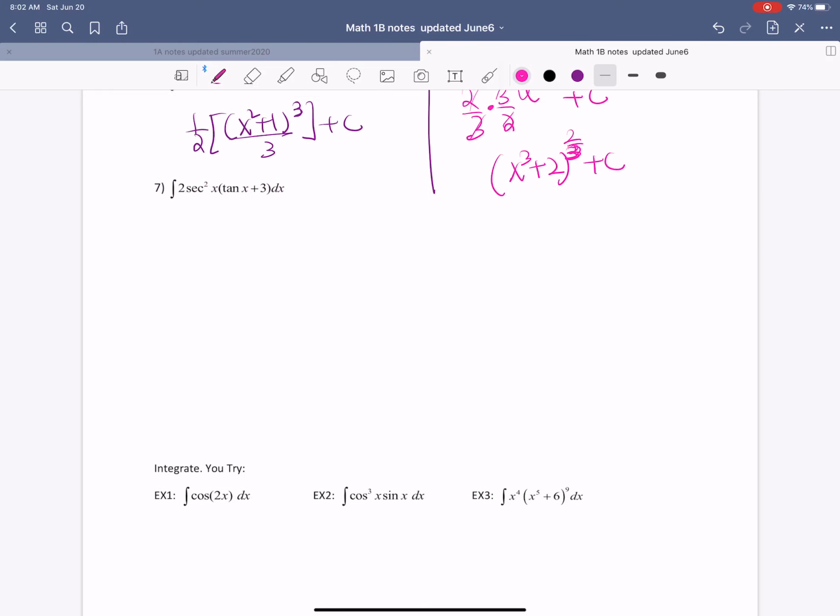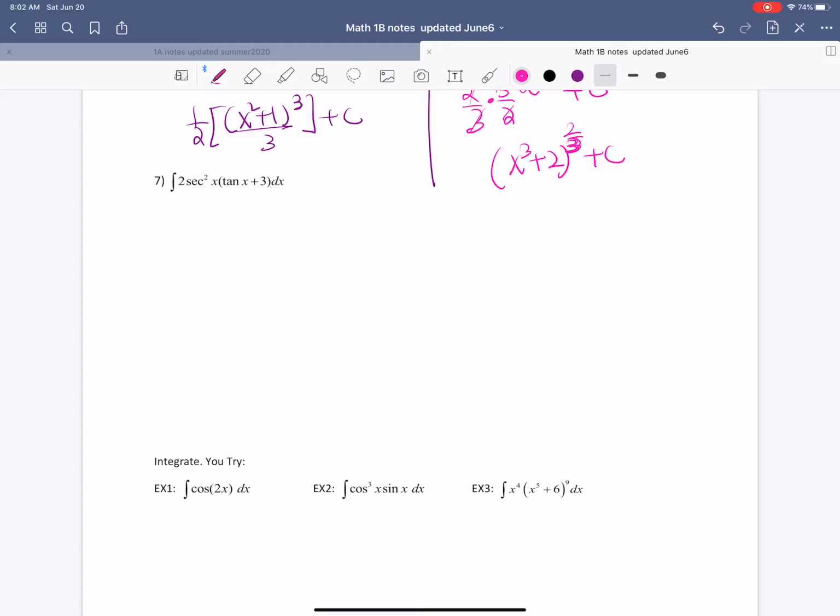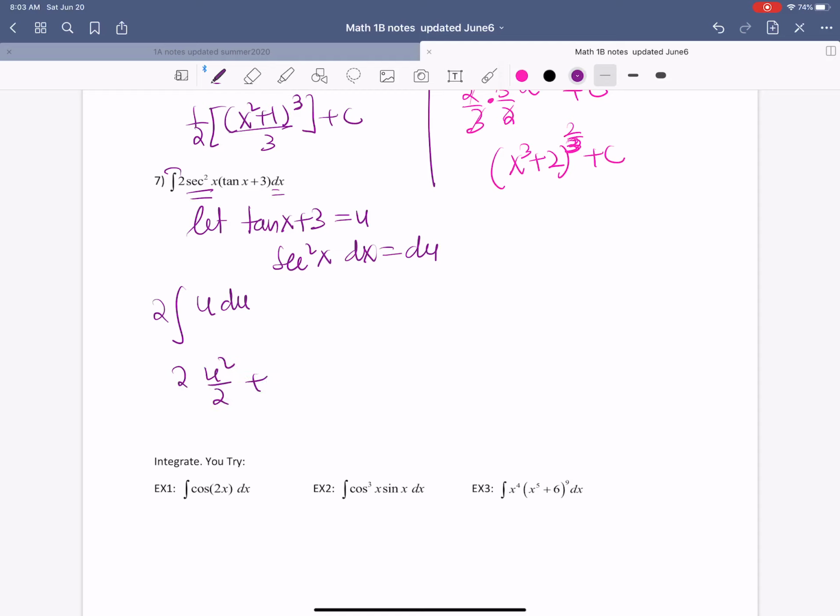Okay, the next problem. 2 secant square x times tangent x plus 3 dx. Let's see, I can let tangent x plus 3 be the u, secant square x dx will be du. This 2 can be pulled out in the front, 2 is a constant, so secant square x dx is du. I just have u du here, so the integral will be u squared over 2 plus c. The 2 and 2 can cancel, and I'm just left with tangent x plus 3 squared plus c.